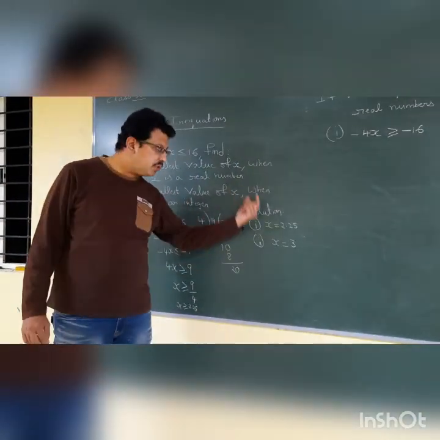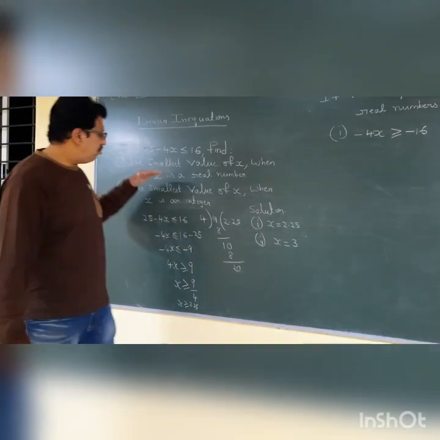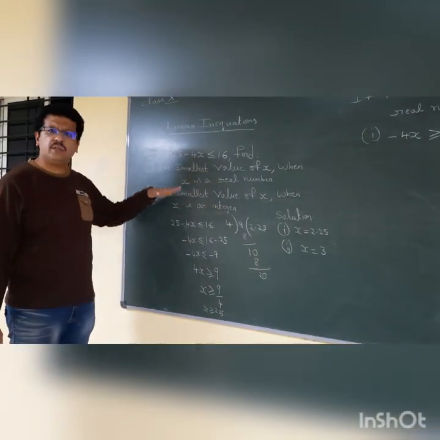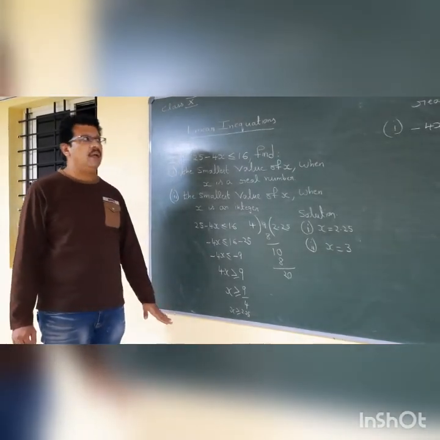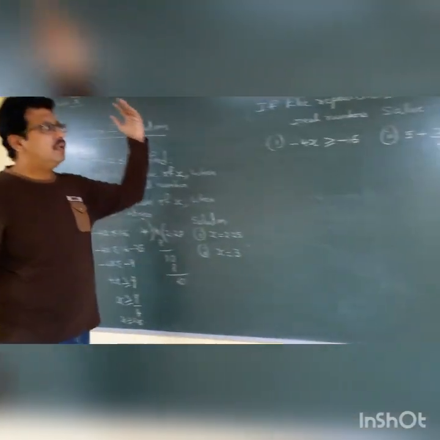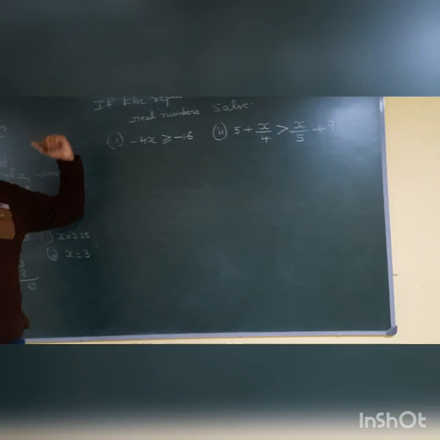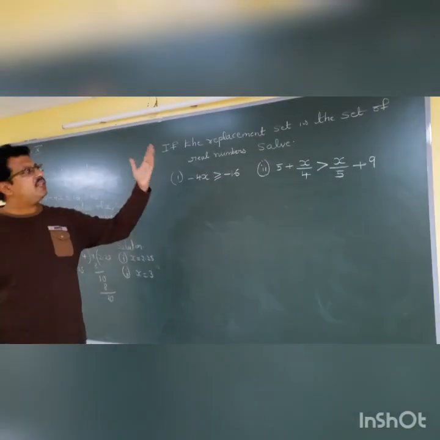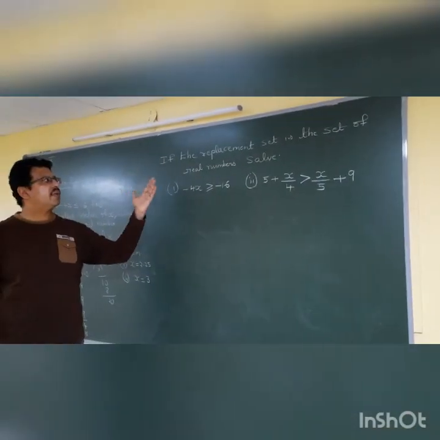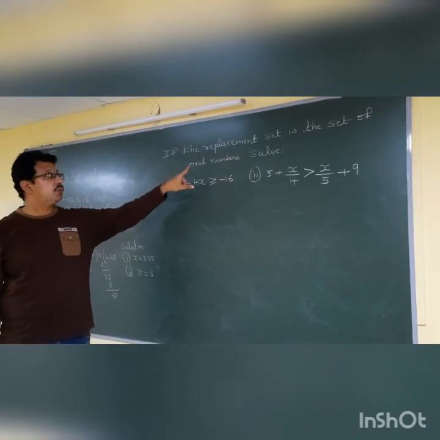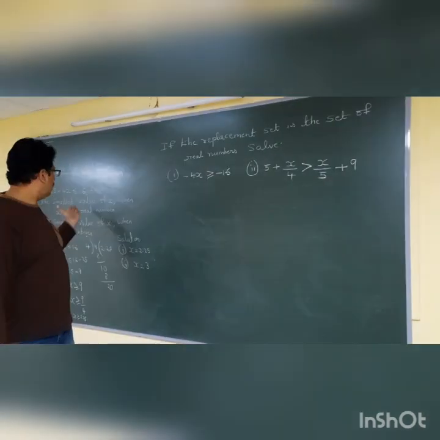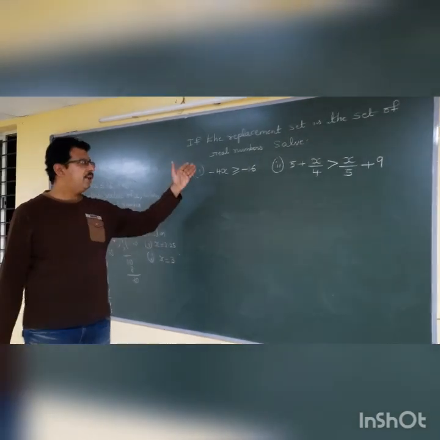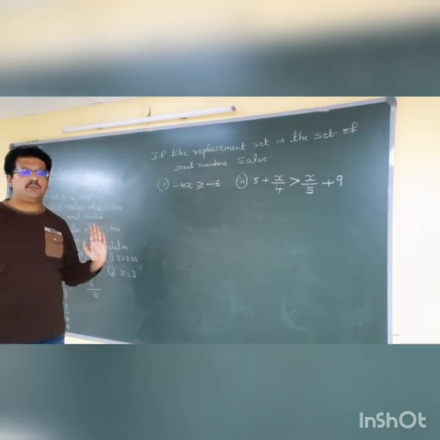So this is a solution for this problem, children. Basically you need to be very clear with the question whenever you do a sum like this. After this, let us move on to the next problem. If the replacement set is a set of real numbers, now I am coming back to the question for real numbers. In the previous problem I did it for real numbers as well as integers. I am doing it for the set of real numbers now.